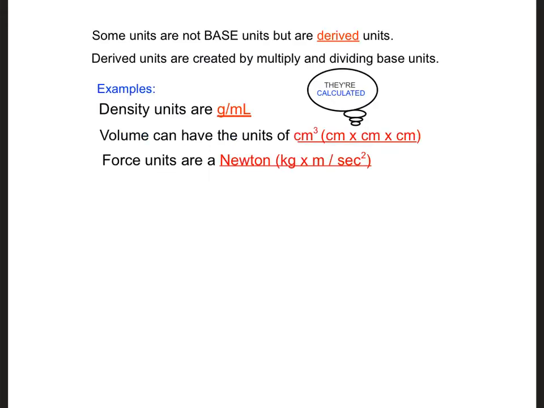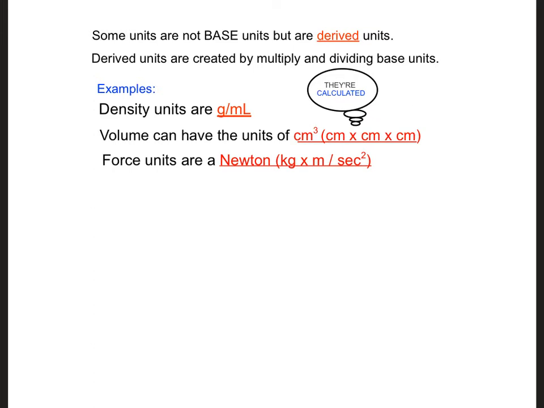So everything that we used in last night's video are base units, right? Instead, now we're going to bring in something we call derived units. We create derived units by multiplying and dividing base units together. So, for example, we could work with density in Unit 2. You're going to do a lot of that. Those units are grams over milliliters.